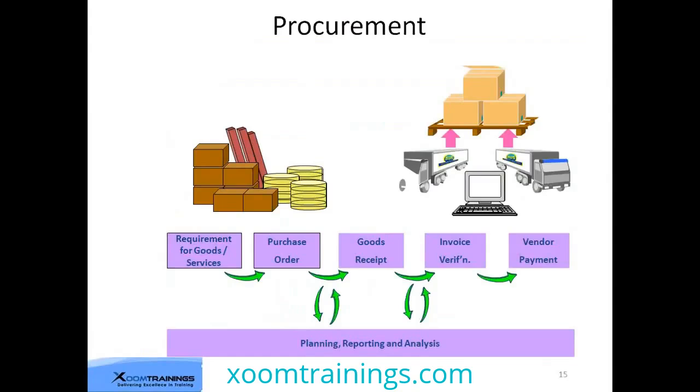Procurement or purchase to pay. First one, requirement of goods and services, nothing but inquiry, purchase order, planning, report and analysis, nothing but warehouse. Next, goods receipt, again planning, report analysis, invoice verification and vendor payment. I repeat, requirement of goods and services, purchase order, planning, report analysis, warehouse, goods receipt, again planning, report analysis, invoice verification and vendor payments.